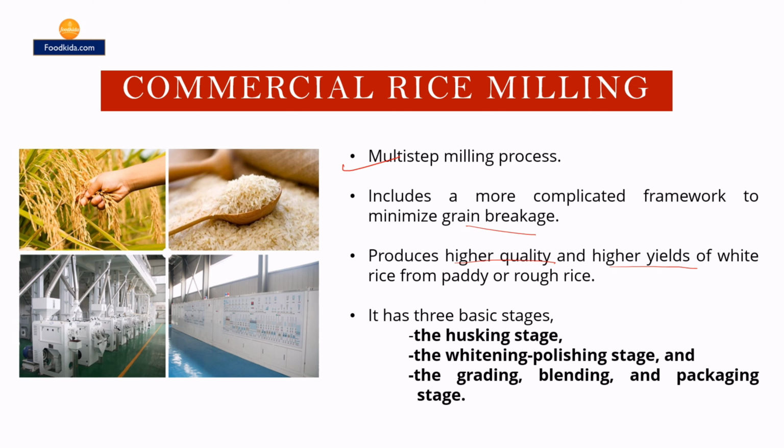There are three basic steps of commercial milling. The first is the husking stage, the second is the whitening and polishing stage, and the last step is the grading, blending, and packaging stage. During milling, first the husk is removed and secondly the bran. If we want to produce brown rice, only the husk is removed, and in order to produce white rice, both layers, bran and husk, are removed.